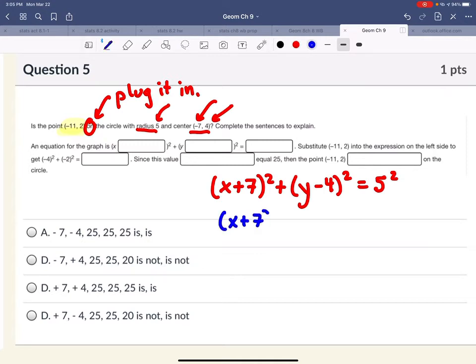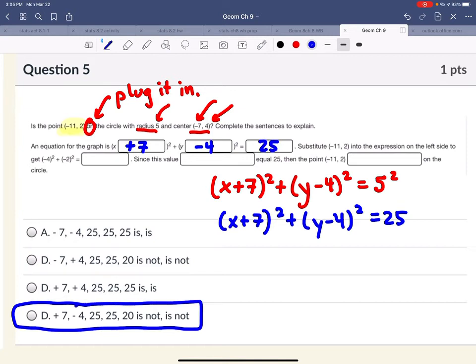All right, so recopying this, it says an equation for the graph is (x + 7) squared plus (y - 4) squared equals 25. Let's see what fits there. I'm already figuring that it's D because nothing else got the same answer as what I wrote. That was the only one that matches. But let's go ahead and see what else we get. Then it says substitute 11, 2. If that point really is on the circle, then we could substitute that in. Instead of an x value, I plug in 11, and instead of a y value, I plug in 2.